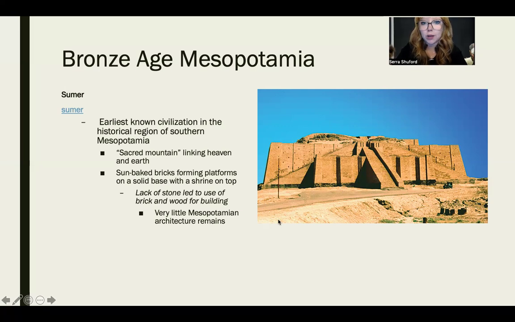And very little Mesopotamian architecture remains, but this is one that was built to standards that it is still around. But again, you can come back to this video if you'd like to, and it will be in our Edpuzzle folder as well for you to watch.